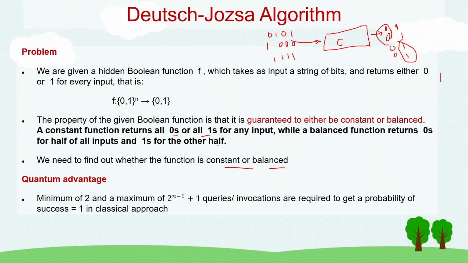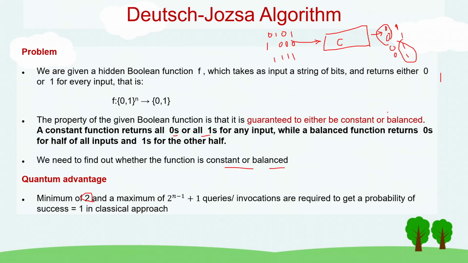Okay, I will give you the answer. If you are very lucky, 2 queries are sufficient, right? The first input may give 0, the second input 1, or vice versa. Then you know that it is a balanced function. It cannot be anything else, right? It cannot be anything other than constant or balanced.